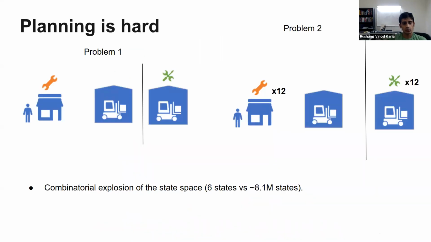One of the open questions in planning is that planning is pretty hard. Between problem 1 and problem 2 over here, problem 1 just has 1 spanner and problem 2 has 12 spanners. Even though the plan is relatively trivial, where the human or the agent just has to pick up the spanners and get to the warehouse, there is a combinatorial explosion of the state space, whereas problem 1 has only 6 states, problem 2 has 8.1 million states approximately.